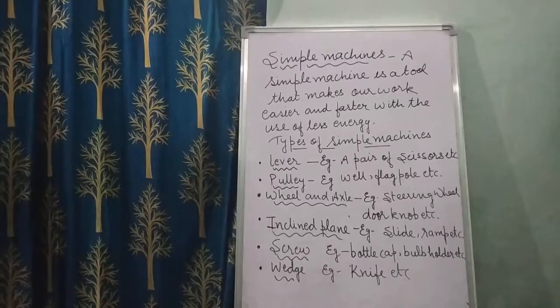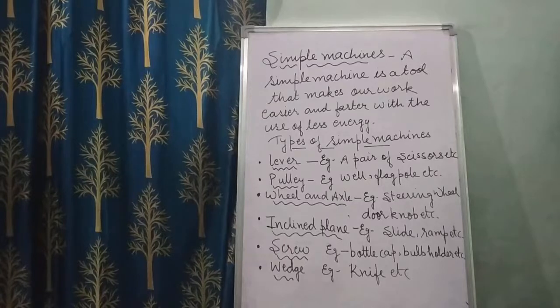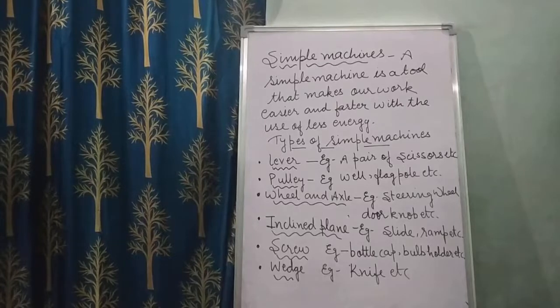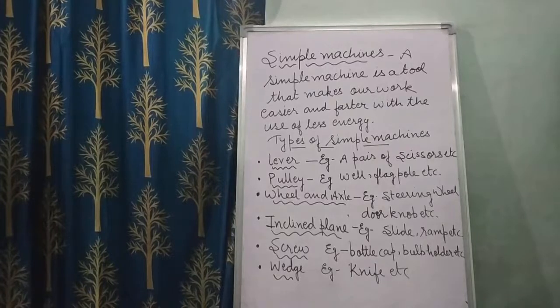Or suppose you have to open the lid of a tin using a spoon. Suppose you want to cut a paper, at that time you use scissors. So a pair of scissors is an example of a lever. And when we use a spoon handle to open the lid of a tin, the spoon acts as a lever. The second one is the pulley.